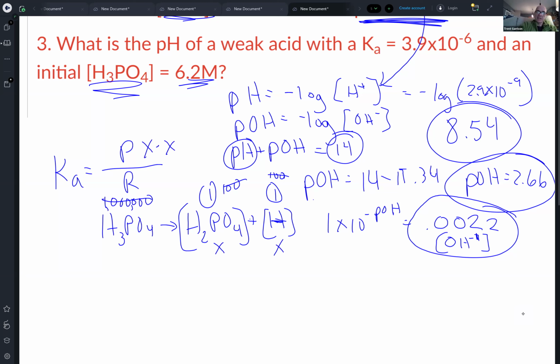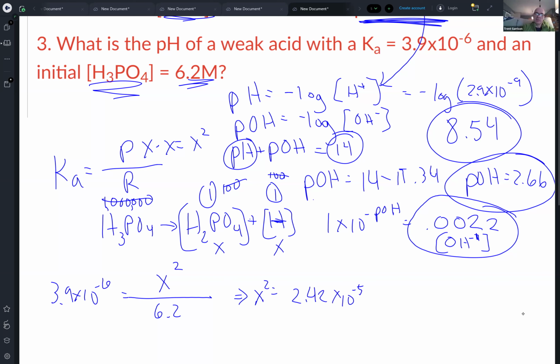So we're just going to have X times X up above. We can simplify that as X squared. And then we will divide it by the reactant amount, which we do know is 6.2, and the Ka value we do know is 3.9 times 10 to the negative 6. So now we can solve for X squared. We'll do 3.9 times 10 to the negative 6, and multiply that by 6.2, and you get 2.42 times 10 to the negative 5 equals X squared.